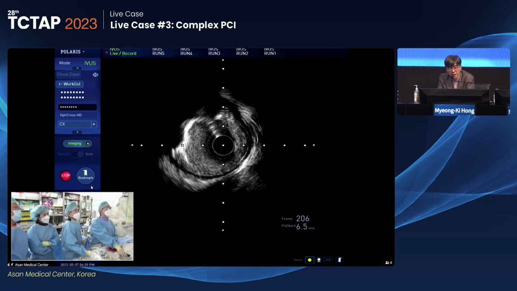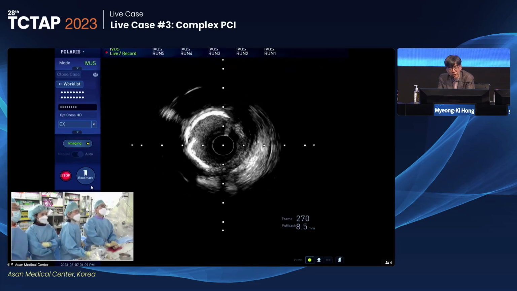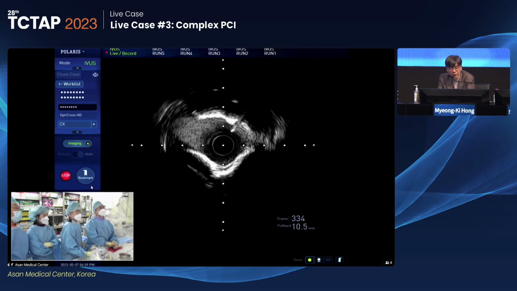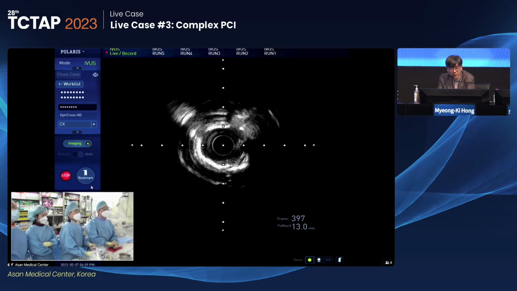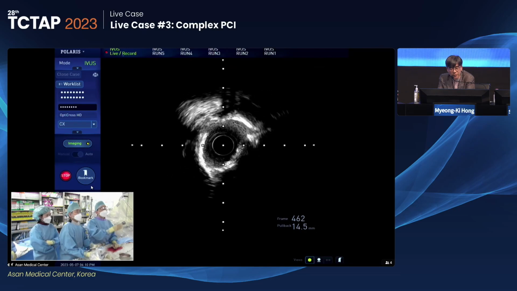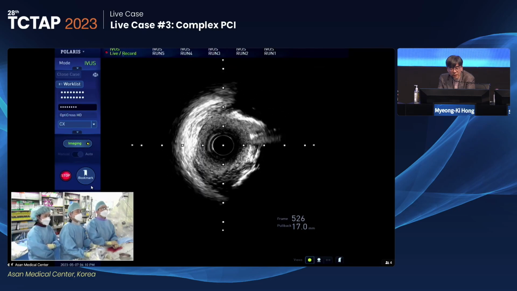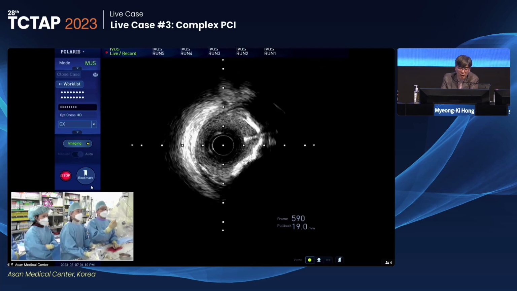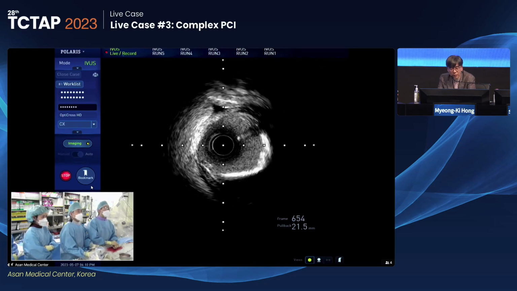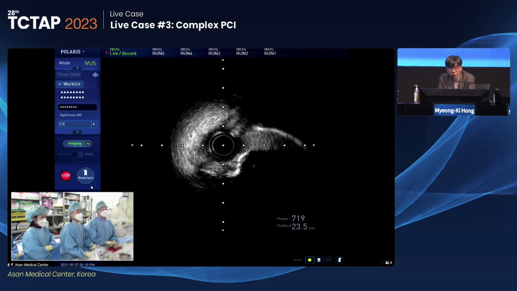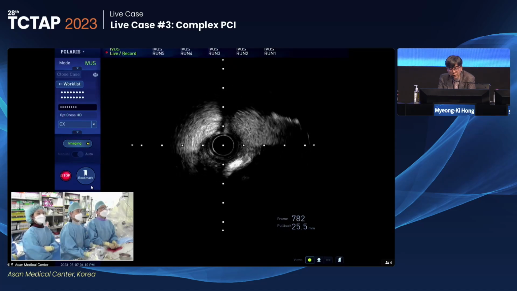In this IVUS imaging, the vessel size of the circ is more than 3.0, more than 3.5. It means a very big vessel size with a heavy calcium. A lot of the break. You can see the break at the mid circumflex tight region. You have to be more cautious in the ostium also.